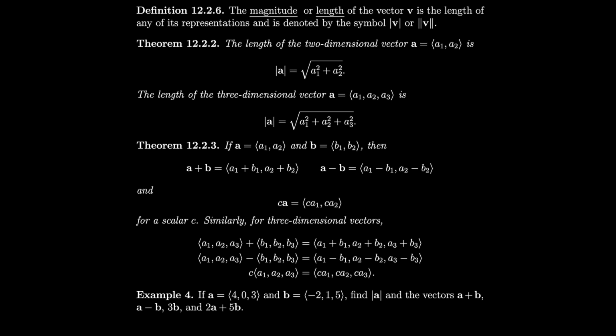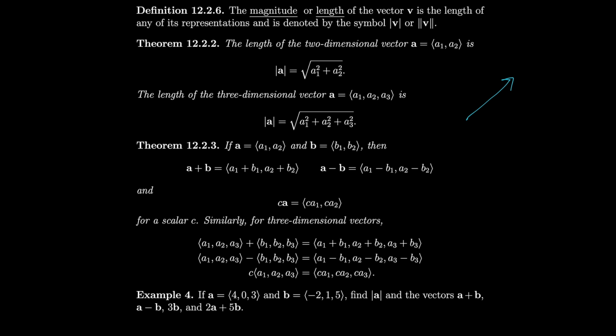What you can do to prove this is just try drawing a vector. And then you can see however much it goes over here is your a1, and however much it goes over here is your a2, and then the length of the vector is just, by the Pythagorean theorem, the square root of a1 squared plus a2 squared.